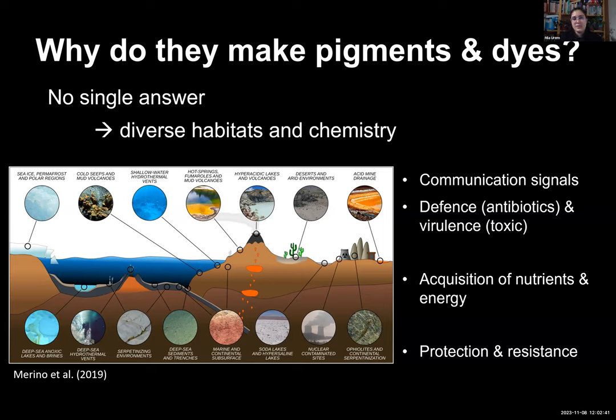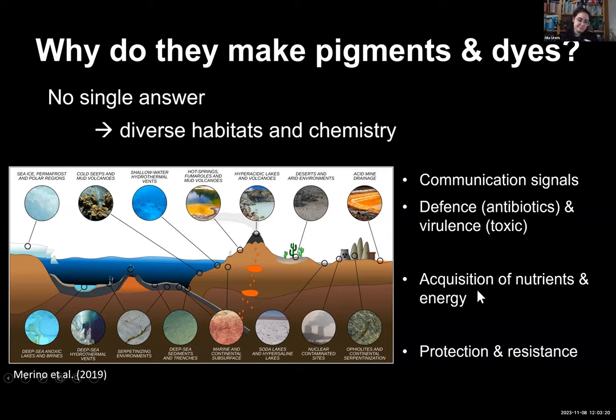We suspect that some of the pigments and dyes are actually used for communication. So they're signals that can be sent between organisms in the habitat. They can also be for defensive purposes, such as antibiotics, and also for virulence. So they could be toxic because they're used in attacking, for example, other microorganisms. And there's also evidence for the pigments being used for acquisition of nutrients and energy.